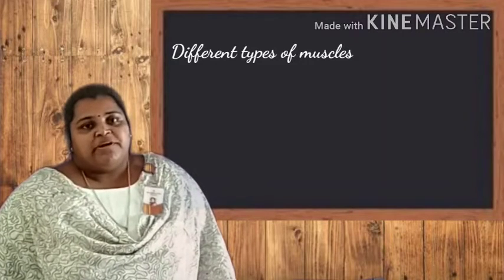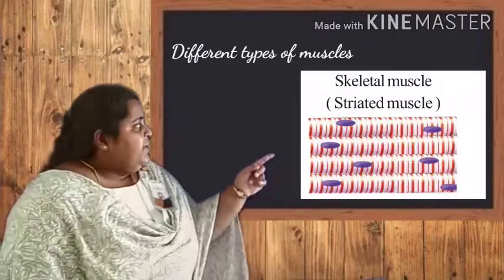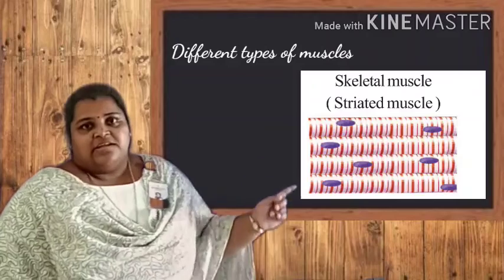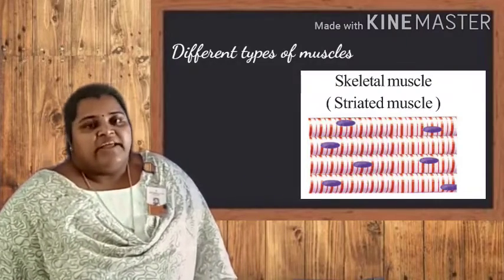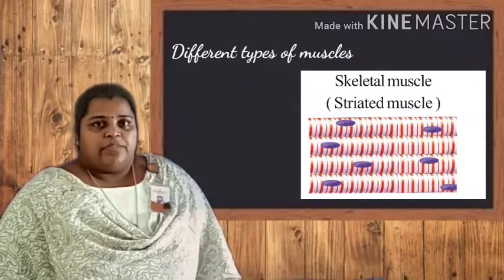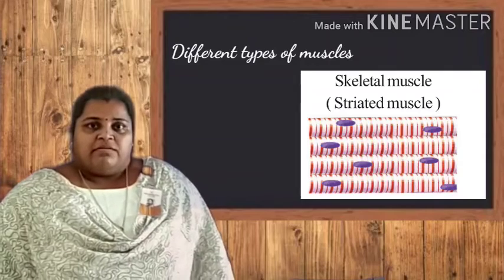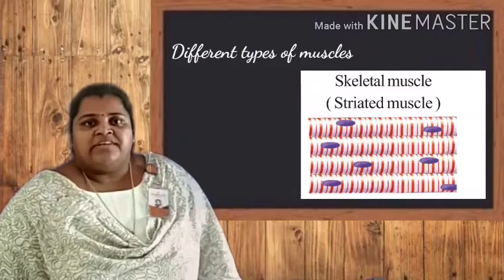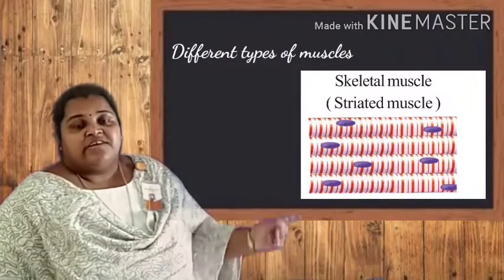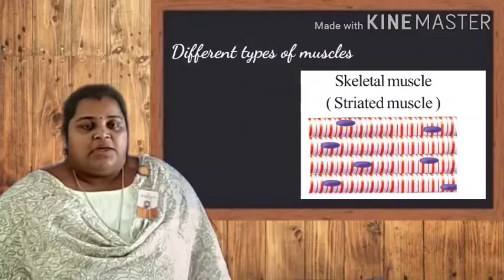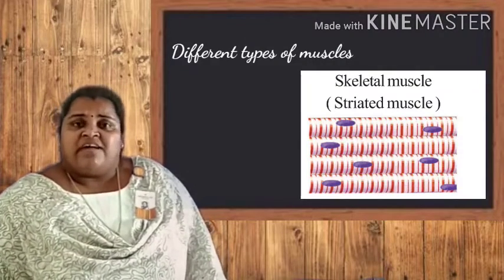The first type is known as skeletal muscles. It is known as skeletal muscle because they are seen attached to bones. They are cylindrical in shape. It is also known as striated muscle because they have light and dark striations.